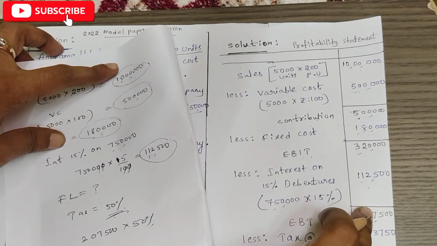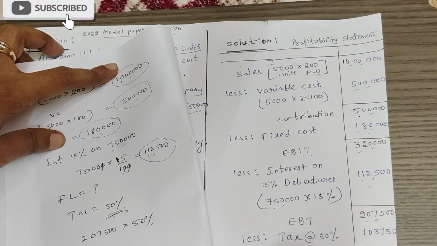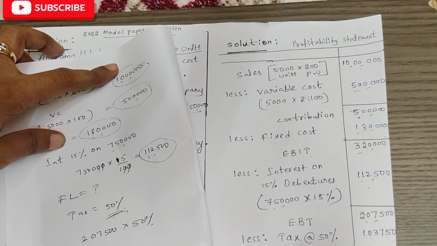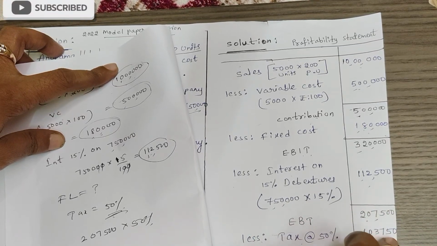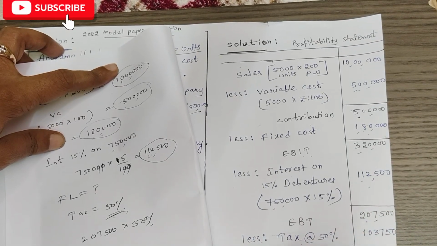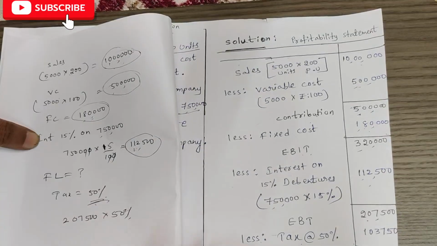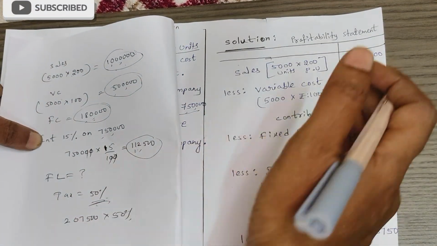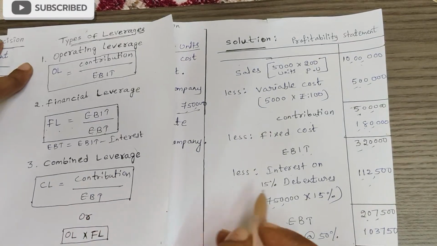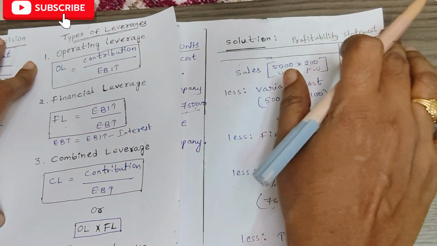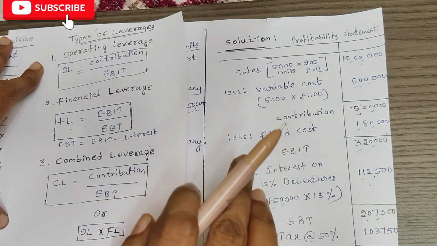Then deduct this. If you deduct 50%, remaining 50% is our answer. What is our remaining 50%? From 2,07,500, we are deducting 1,03,750. Then you will get 1,03,750. What is this? Earnings after tax. So all given details we applied here. We got earnings after tax. So after preparation of profitability statement, you need to apply the given question. What is our question? Financial leverage.